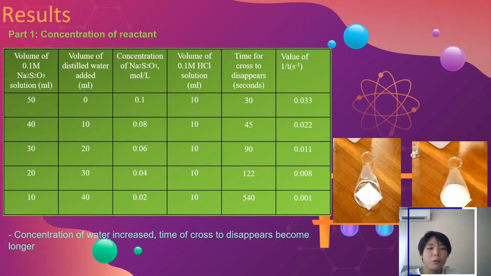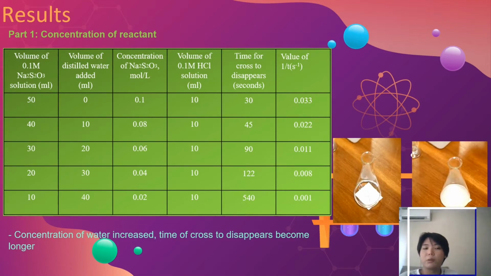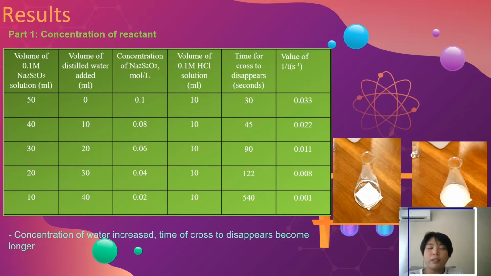For the first part, we use three different solutions: the first is sodium thiosulfate, Na2S2O3, the second is water, and the third is HCl. HCl will be added into the solutions of sodium thiosulfate and water at a constant volume of 10 milliliters, while the difference will be the sodium thiosulfate and the distilled water. Our main aim is to observe how many seconds it takes for the cross placed under the conical flask to disappear completely.